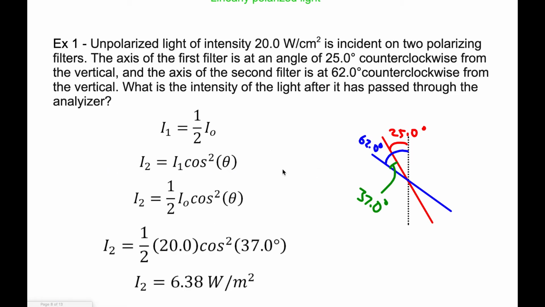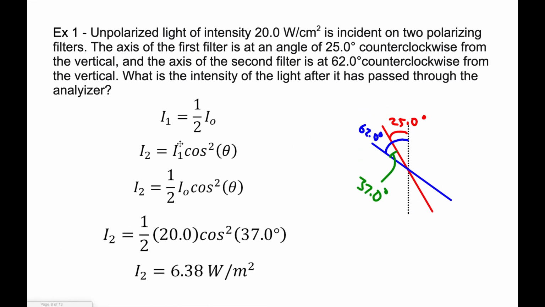Putting these together, I2 is equal to 1/2 times I0 times cos squared of theta. We're just subbing these equations into each other. Plugging in some numbers that were given, we get a second intensity of 6.38 watts per meter squared.